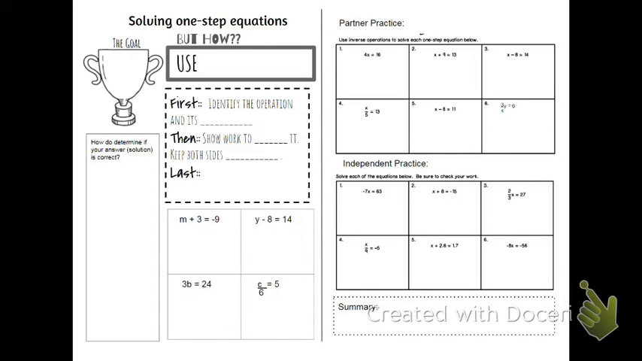So today we are learning to solve one-step equations. I'm going to try to write really small for you, okay? So we're going to start over here. When we are solving one-step equations, our goal is always to isolate the variable.